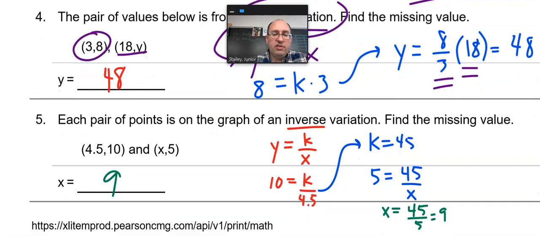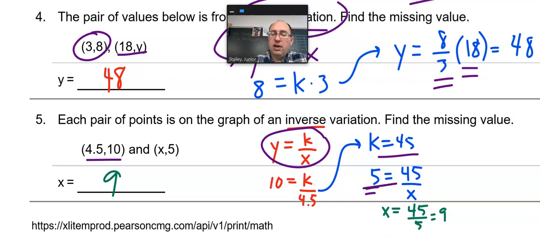Question 5. Each pair of points on the graph is an inverse variation. All right. So y equals k over x. Plugging in the 4.5 and the 10. And then multiply together and get 45. And then they give me a new value, but this time they give me the value of y.